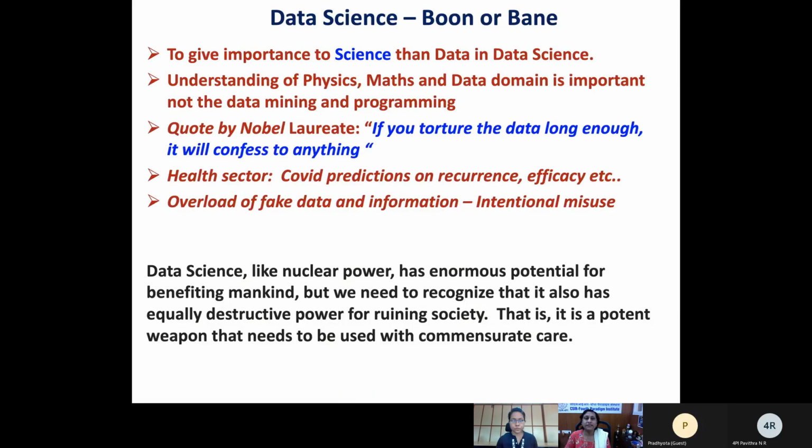And I also showed you some slides about data science, how carefully we should use it, what the advantages and disadvantages are. Like a quote by a Nobel laureate says, if you torture the data long enough, it will confess to anything. So that's not the way we should be using it. We should have a solid background of science behind the data science and then use it carefully and also avoid intentional misuse, because that happens because of the overload of information. So with this, I will talk about CSIR now and then the Fourth Paradigm Institute.